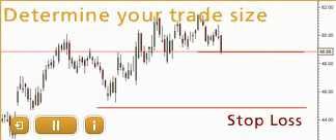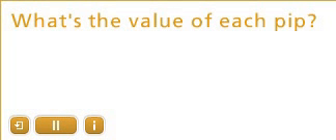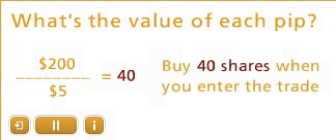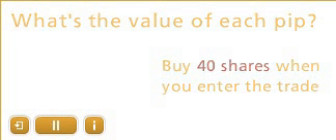Now all you have to do is plug these numbers into this formula. The amount at risk divided by the distance between the entry price and the stop loss price equals the size of your trade. If you plug the numbers we've been discussing into this formula, you will get something like this. $200, which is the maximum amount of your account you want to risk, divided by $5, let's say this is the distance between your entry price and your stop loss price, would give you 40 shares. This tells you that you should buy 40 shares or contracts when you enter the trade. Having this information will help you prevent risking too much in one trade.